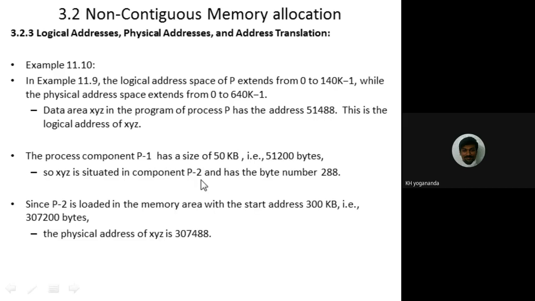Then P2 is loaded into the memory area whose starting address is 300 KB, that is 307200 bytes. When we add 288 to 307200, it becomes 307488. That is the physical address of XYZ.